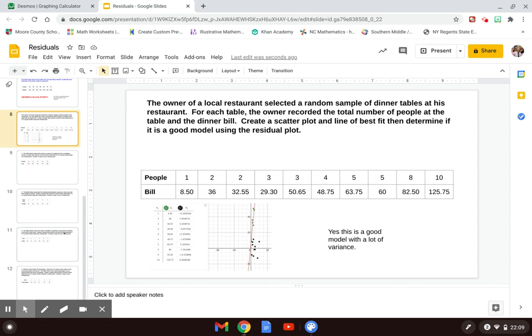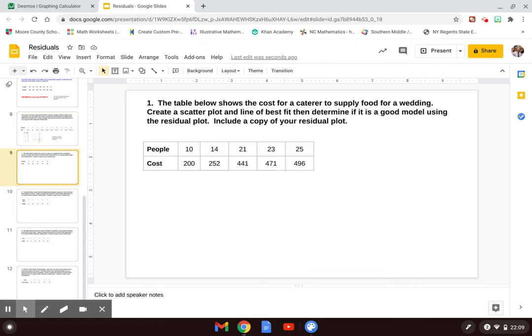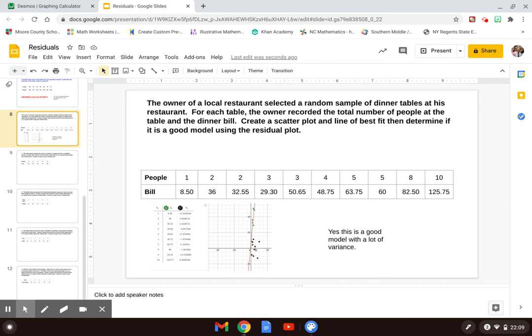But what you're going to do for the next 4 of these is simply go to Desmos, type in the table, see what kind of a residual plot that you get, cut and paste that residual plot onto the slide, and then put in a short explanation about, yes, it is a good model, or if it's a model that makes a curve, then no, it is not a good model.